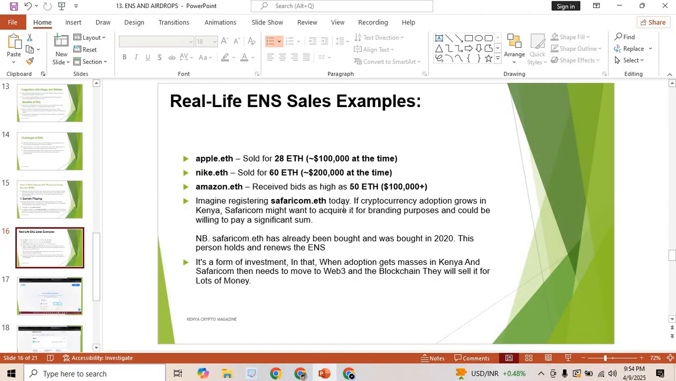This is basically the example that I was saying. Imagine registering Safaricom.eth today. If cryptocurrency adoption grows in Kenya, Safaricom might want to acquire it for branding purposes and could be willing to pay a significant sum. Note that Safaricom has already been taken in 2020. This person holds and renews the ENS. We've seen that already. So in short, ENS is a form of investment in that when adoption gains mass in Kenya and Safaricom needs to move to Web3 and the blockchain, they need to buy it for lots of money.